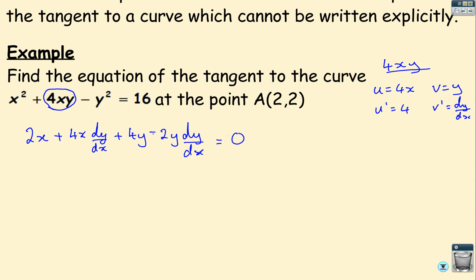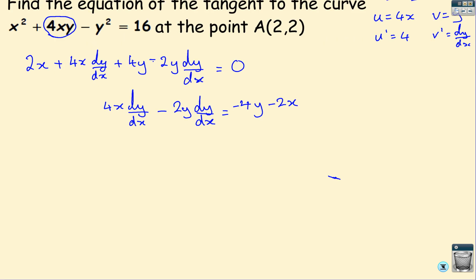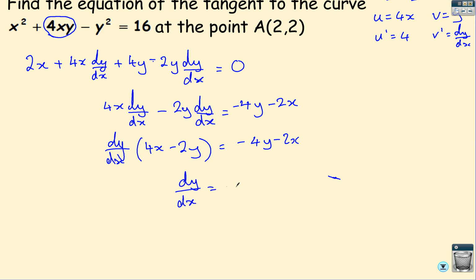So keep the dy by dx terms on the left hand side, move the 2x and the 4y terms over to the other side, so we end up with 4x dy by dx take away 2y dy by dx equal to negative 4y, negative 2x. Okay, now nearly there. Let's just get the common factor out, see what we get. dy by dx, bracket 4x take away 2y, equal to minus 4y take away 2x, and then divide. dy by dx equals minus 4y take away 2x, divided by 4x take away 2y.